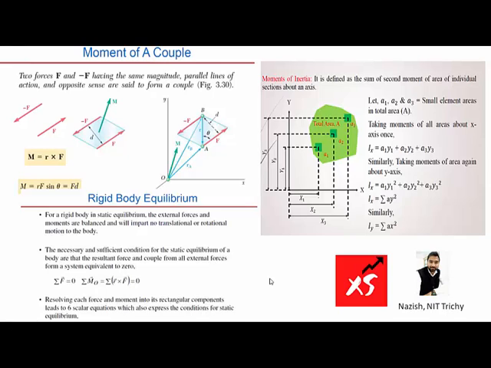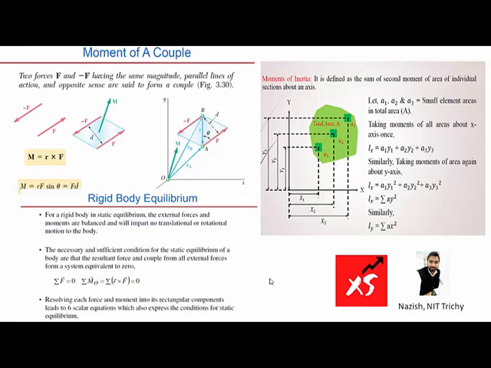And moment of couple is defined as the product of either of the forces by the perpendicular distance between the line of action of these forces. Here we can see that these two forces are represented as F and negative F. Now the moment of couple is R cross F, where R is the distance between the lines of the forces given.